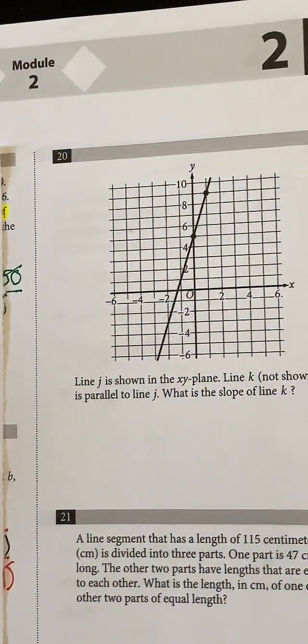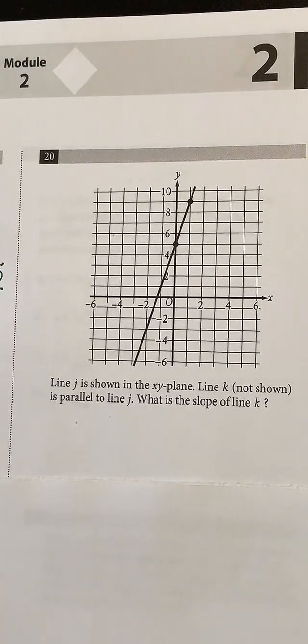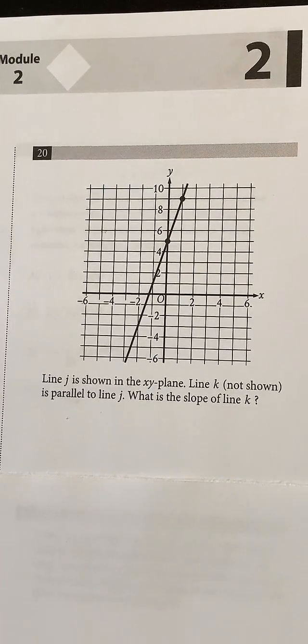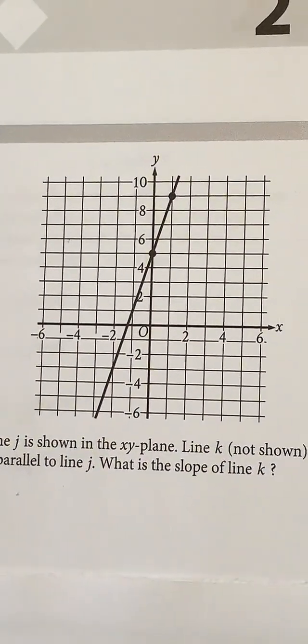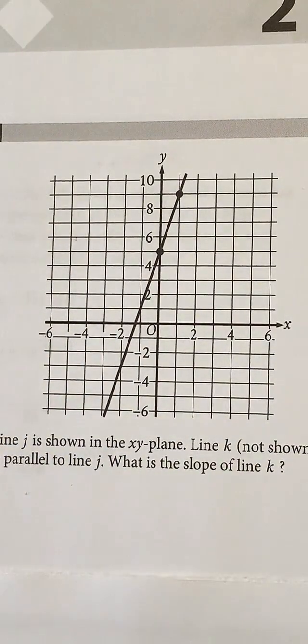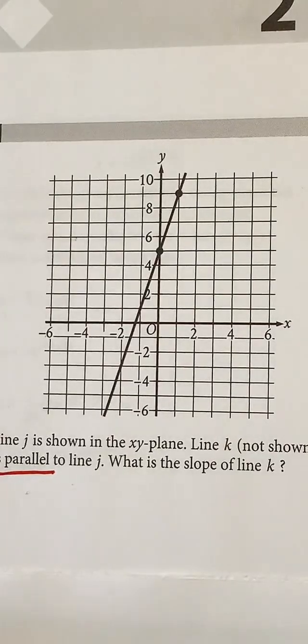So now, let's look at 20. Kind of hide 21 a little bit. Let's see. All right. So for 20, we have this line. Line J is shown in the XY plane. Line K, not shown, is parallel to line J. What is the slope of line K? All right, so let's zoom in so you can take a little gander here. We already have line J, but there is another line K that is parallel to J.